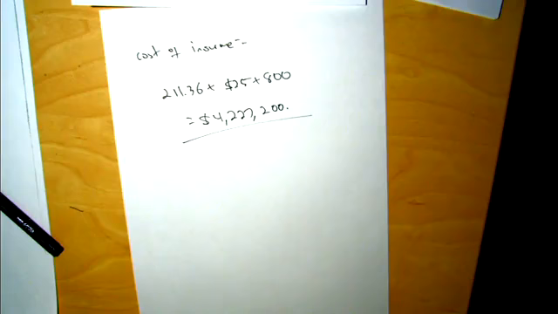What if the value of the index went up to 6,000 points? Well, then I don't exercise the option. My index is now worth 20% more. So it's now worth $120 million, but I've got to subtract off the cost of the insurance, okay, of 4.227.